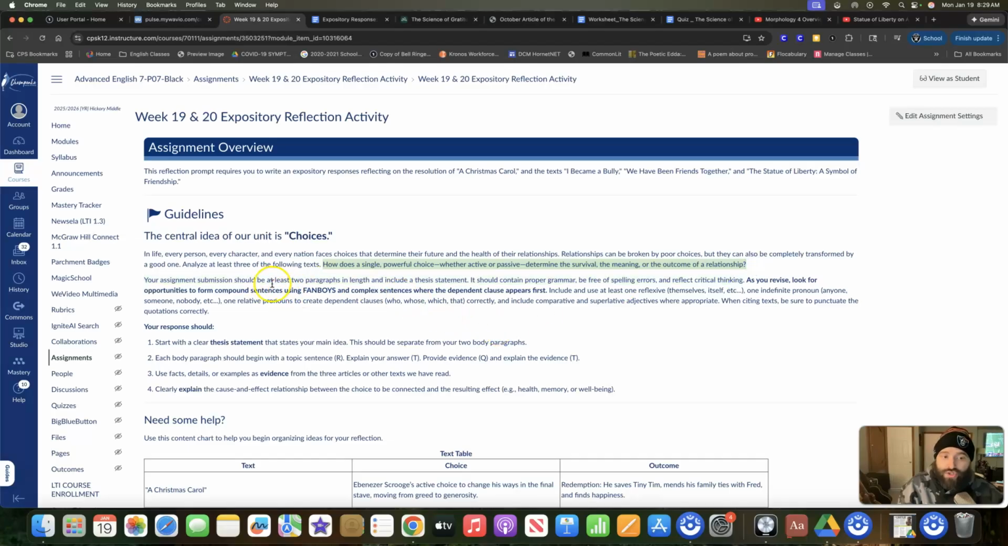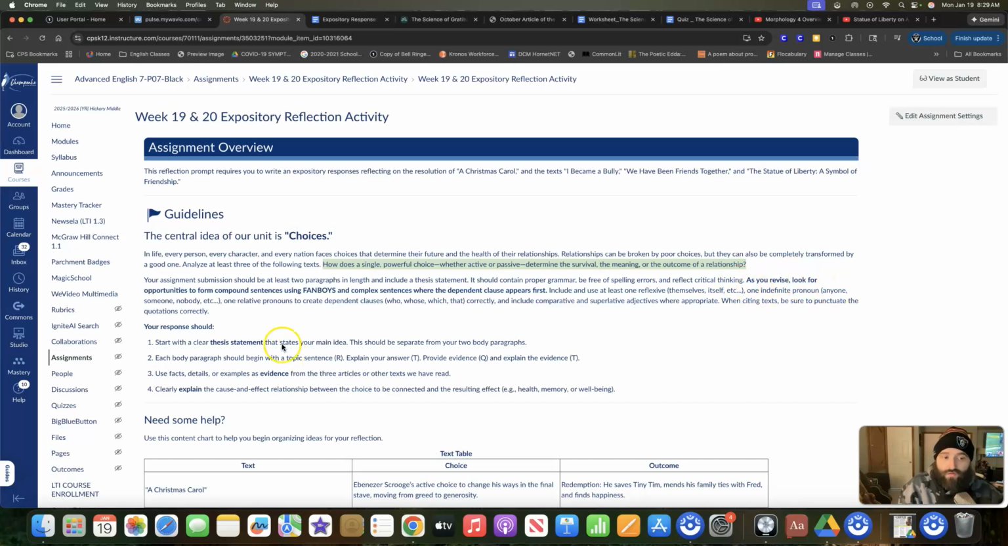Now, your assignment submission should be at least 2 paragraphs in length and include a thesis statement. It should contain proper grammar and be free of spelling errors. This is where the editing and the revising is coming in. You're going to do a rough draft, and then you're going to type out your final draft. The rough draft can be on your own Google Doc. It can be on notebook paper. It doesn't matter to me, but you need to have a rough draft that I can ask you about, did you have a rough draft that you then in turn revise? It's definitely easier to do it on notebook paper because then you can just look at it and type it into the Google Doc here.